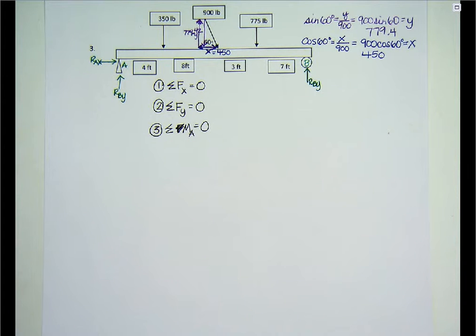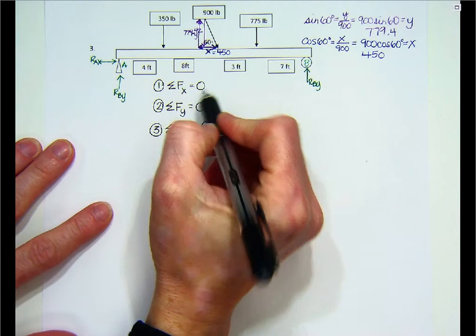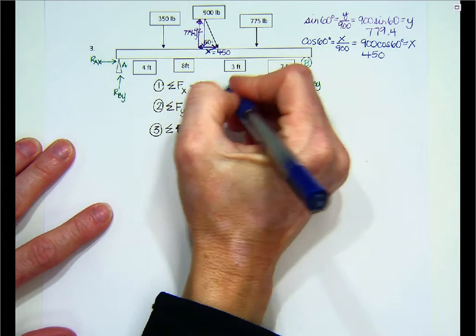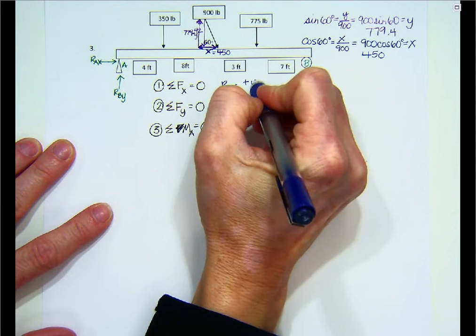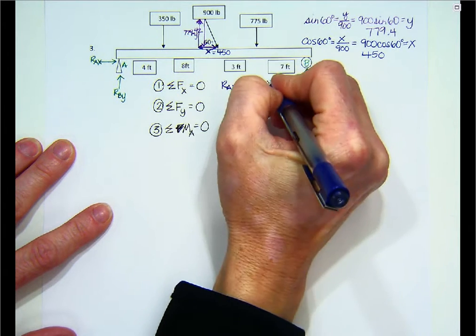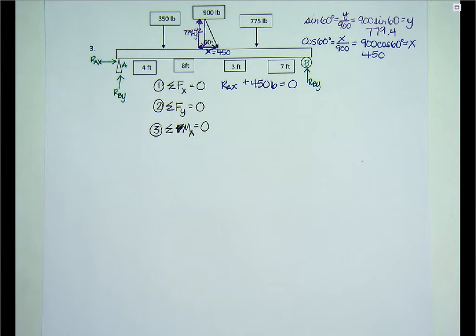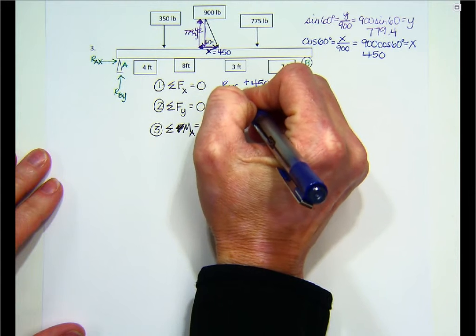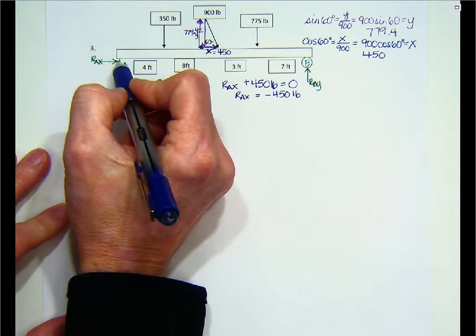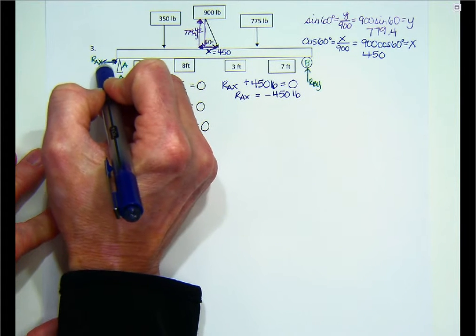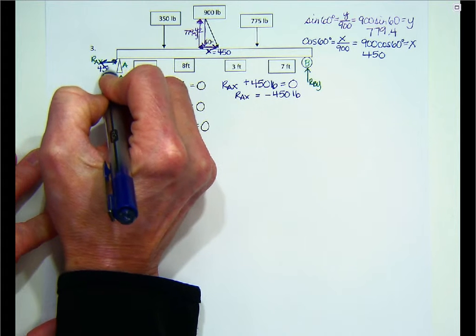So now I'm ready to begin with my 3-step process. Step 1, the sum of the forces in the x direction have to be 0. So RAX is in the x direction, plus 450 is in the x direction because of this diagonal force, and that has to equal 0. So now my reaction force in the x direction is no longer 0. If I move the 450 over, I get RAX equals negative 450 pounds. So my reaction force here, I assumed it was going in, but it's really not. It's pulling out. It's going to the left. It's negative, and it's 450.